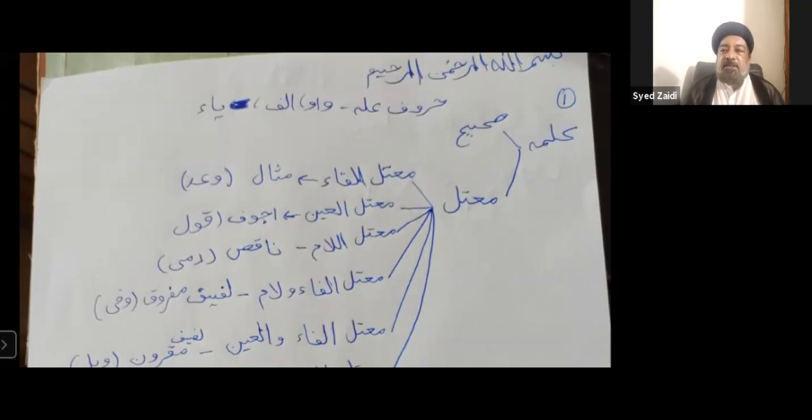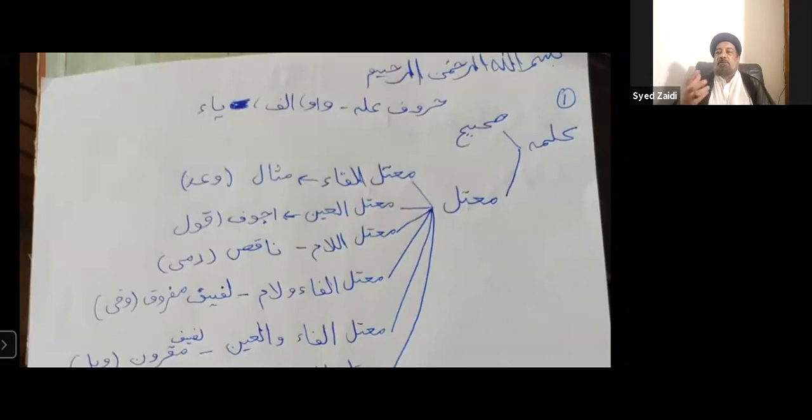Like I said, it's not necessary that only one of the letters is huruf illa to make it mu'tal. There can be more than one huruf illa in a word. Like, for example, mu'talul fa wa lam, which means fa'ul fi'il and lamul fi'il are from huruf illa. Like, for example, wafaya. And the term used for that is lafif mafruq.